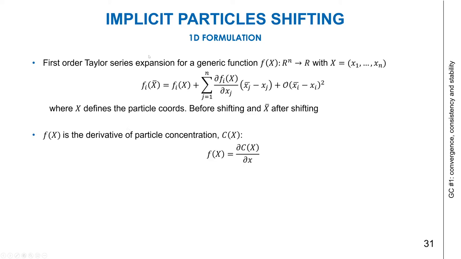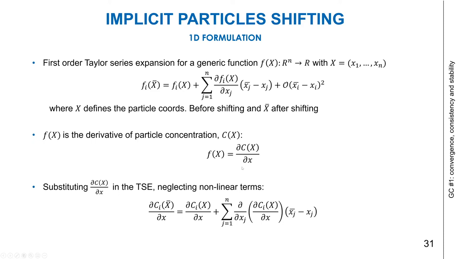Then, this generic function f, I'll define f as the gradient, or the derivative, of the particle concentration c. So I take f this way. If I substitute this f into the Taylor series expansion and I neglect nonlinear terms, I'll end up with this equation here, where our shifting, which is what we actually want to calculate, is in the red box.